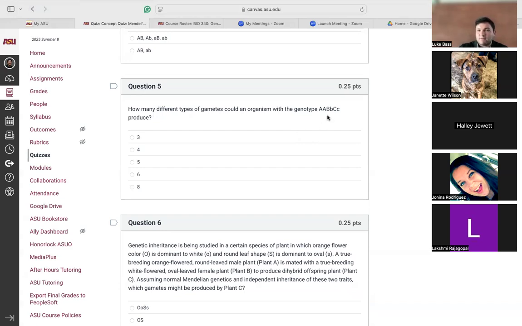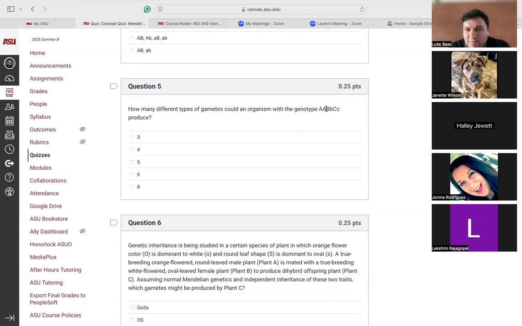According to me, since there are two of the same dominant A, that's one gamete. So all of their gametes will have big A. And the uppercase B and the lowercase b would be two separate, so there'll be two. And uppercase C and lowercase c will be two. So total 5.